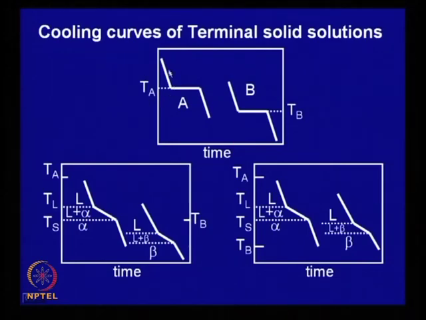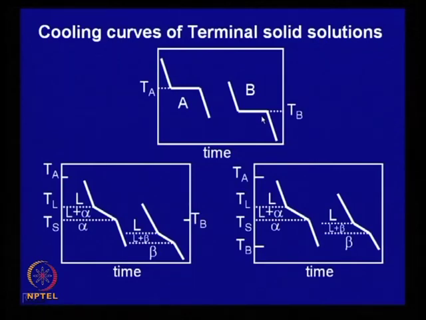If we consider the cooling curves of metals A and B, for pure metals the solidification process takes place at a fixed temperature, that is T A. And if you draw the ideal cooling curve, it will have a behavior something like this. In case of B, it is like this, and here T A is greater than T B. Now, let us take up cases of two terminal solid solutions, one rich in A, another rich in B.